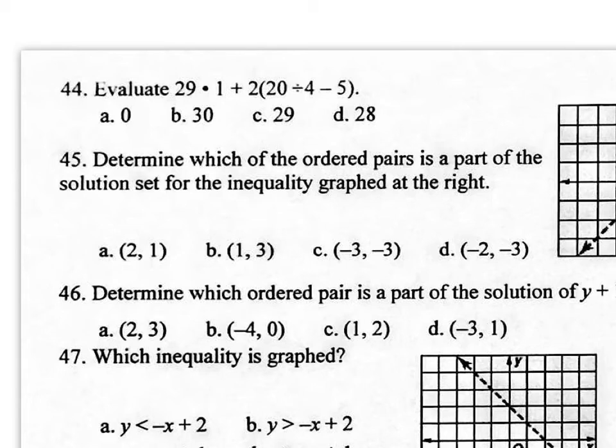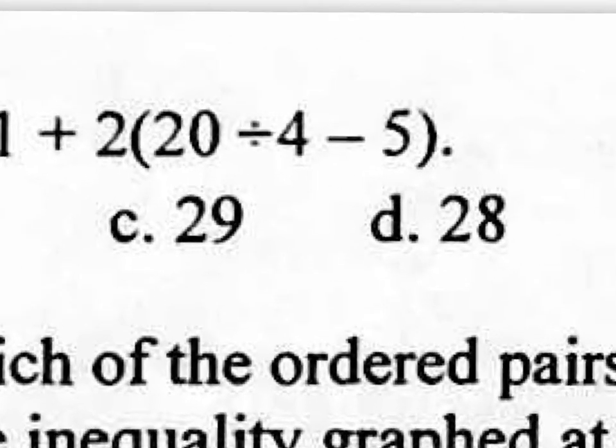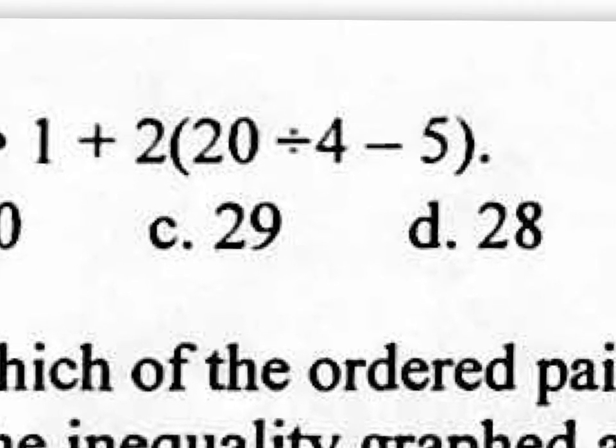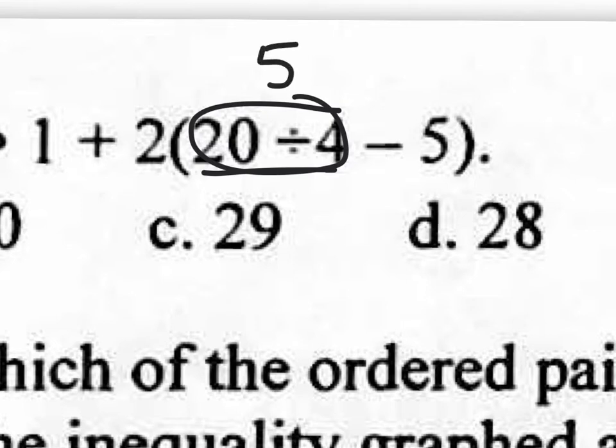Number 44. This is not an equation. They just want us to evaluate, which means use PEMDAS, parentheses first. So if you zoom into the parenthesis part, obviously you're going to divide first before subtracting. So 20 divided by 4 is what? 5. And then 5, take away 5 inside the parentheses with the 2 on the outside with the plus 1.